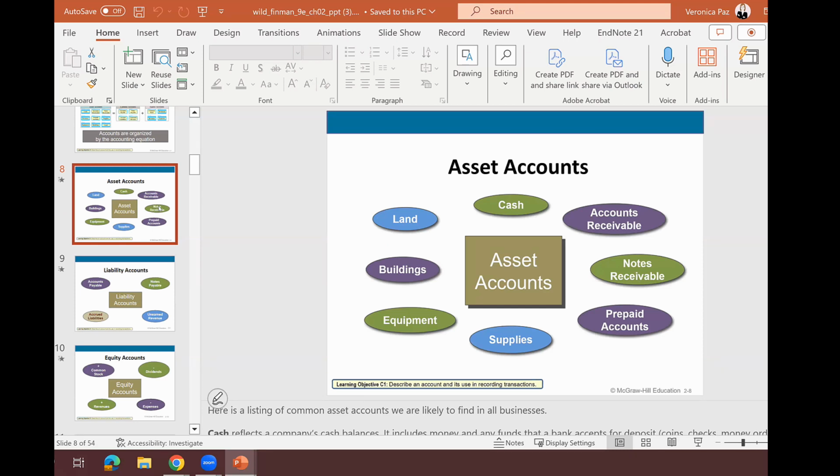So for example, prepaid accounts is usually one that students get wrong, because they'll see prepaid expenses or prepaid insurance and they'll put that as an expense. Expense is what type of an account? Asset, liability, or equity? Expense? No. No. Do we not have it in our Excel?